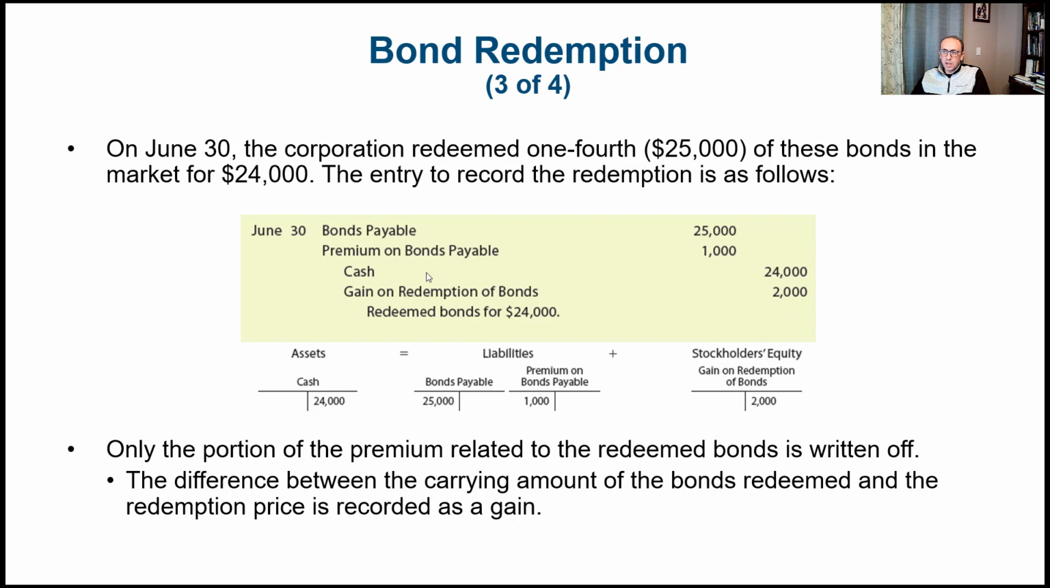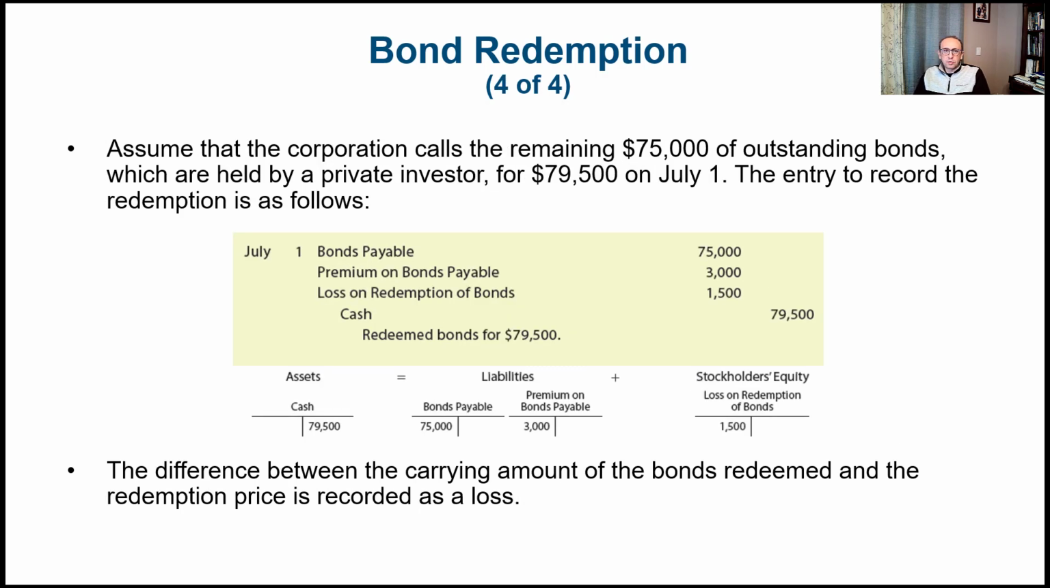So the sequence that I prefer that we follow, we start with the cash. It's easy on the credit side. We'll leave some room for the debit side. Think about the bonds payable, $25,000. Think about its related premium on bonds, which is $1,000. Then we need to match the debit and credit, so we are plugging in $2,000 here for the gain on redemption of the bonds. So only the portion of the premium related to the redeemed bonds is written off. The difference between the carrying amount of the bonds redeemed and the redemption price is recorded as a gain.